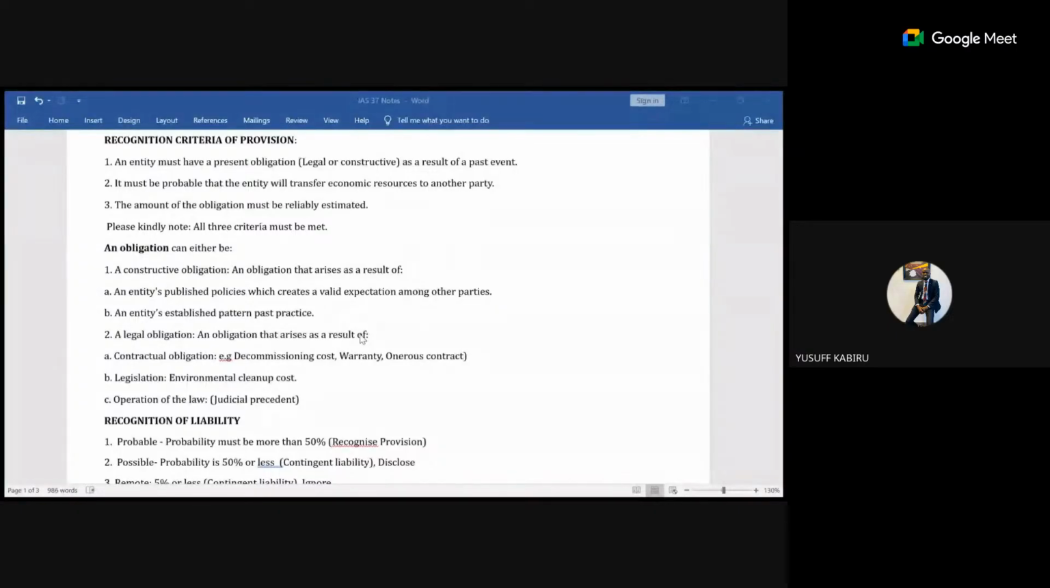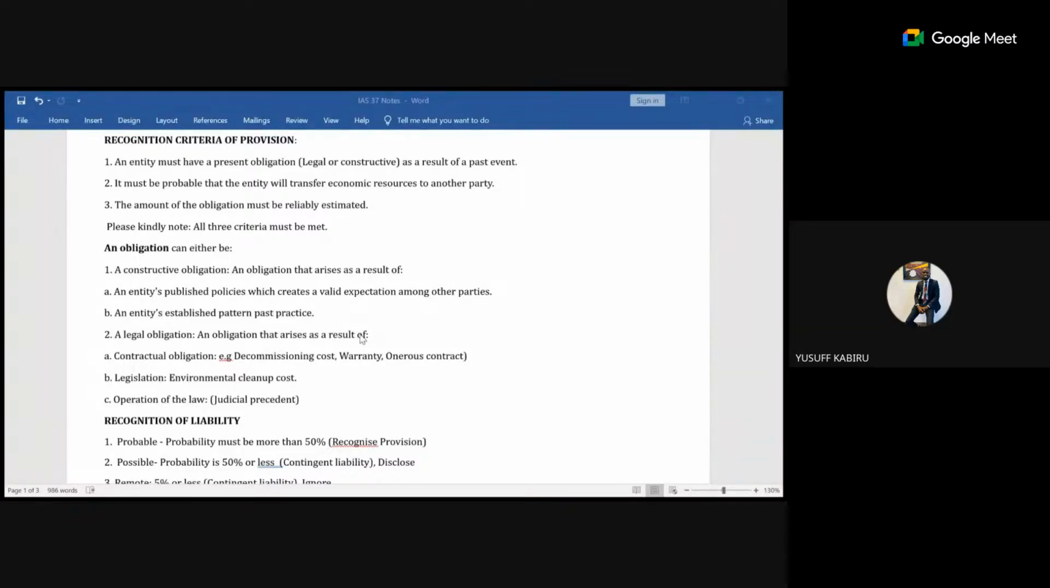Then onerous contract. I just explained onerous contract. An onerous contract is a loss-making contract, a contract that arises as a result of you making a loss. The obligation is higher than the benefit. Then B is legislation. An example is the environmental cleanup cost I made mention of, happening in, let's say, the Niger Delta region, where oil companies destroy the rivers and the likes. So that is legislation. Then the third one is operation of the law.